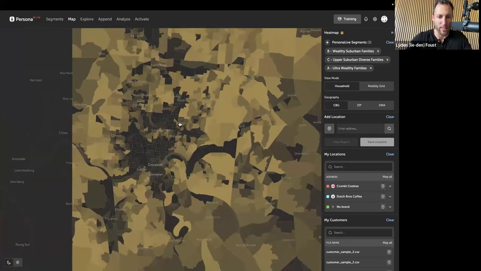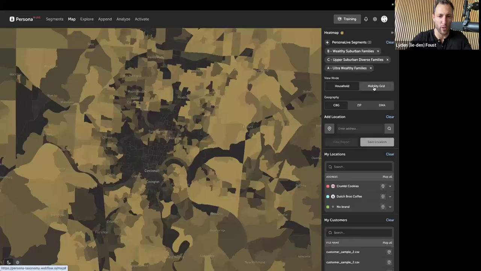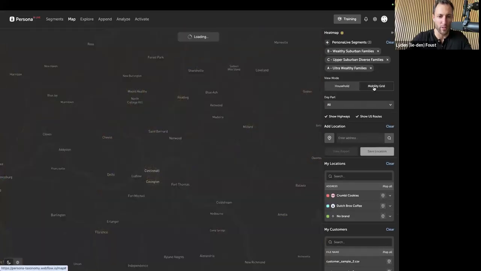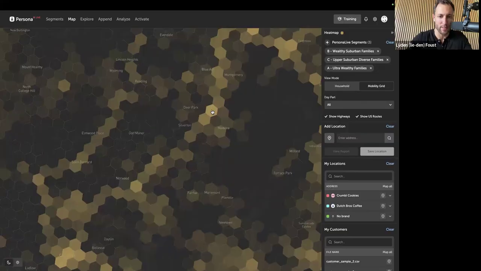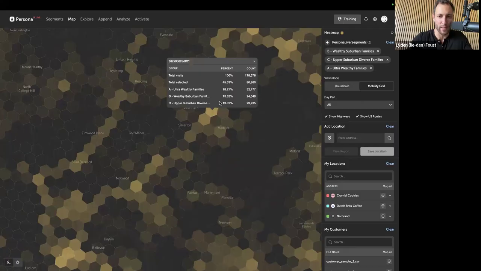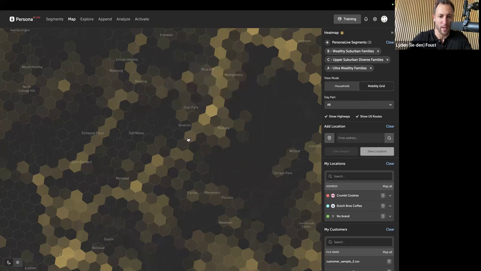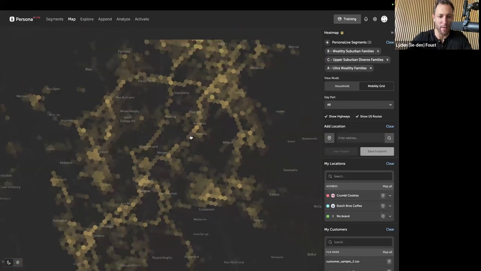But if I wanted to understand that, I would just go over here, click the mobility grid, and I can see where those customer segments are shopping for Crumbl. All right. And I can see that right over here near Kenwood Mall, we've got a nice bright hex. I can click that and I can get the count of observed devices in there. So we've got 178,000 observed visits in this particular hex grid. 80,000 of those come from Crumbl's top three segments. And now we basically have an opportunity map for Crumbl.